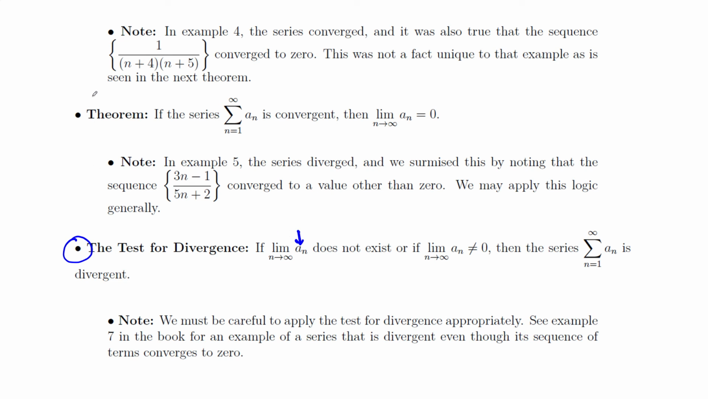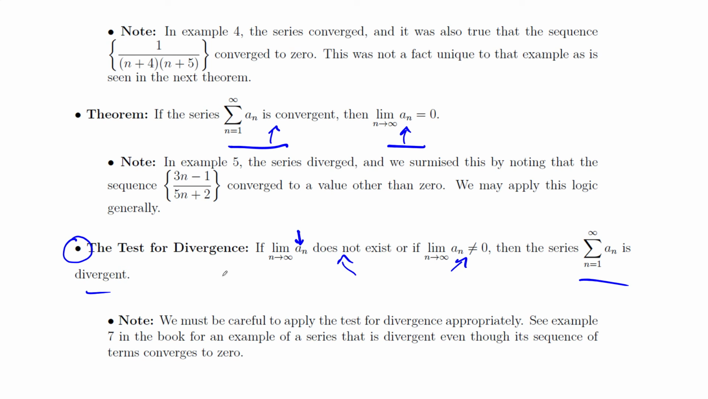So let me back up here now. The one in example 4 converged, and it was also true that its terms converge to 0. This theorem says if the series is convergent, then you know that the terms have to converge to 0. So we've got to be really careful about the direction here. If you already know the series is convergent, then it must be that the terms go to 0. This one's saying if the terms don't go to 0 or don't exist, then the series is divergent. But we do have to be very careful here.